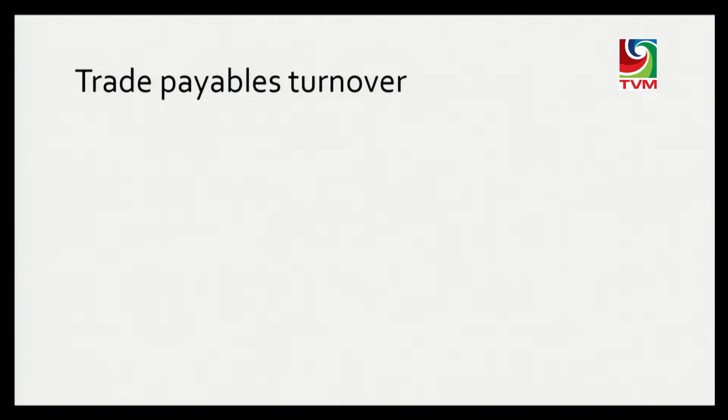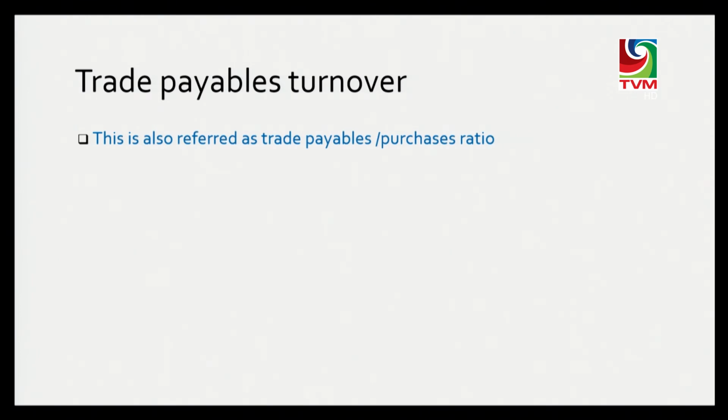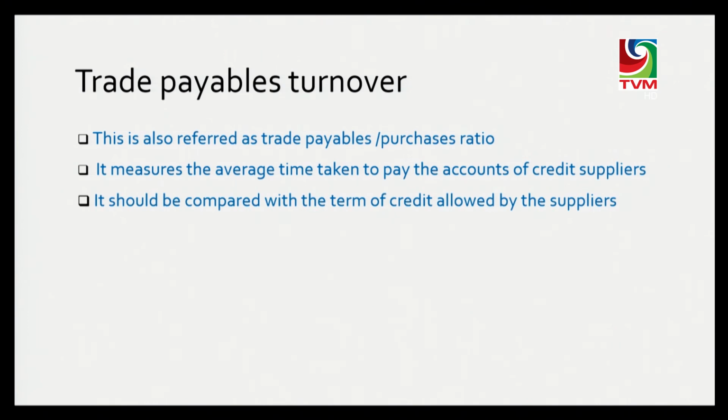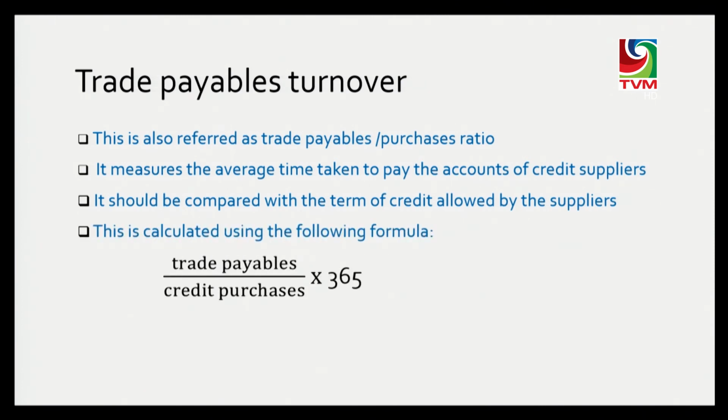Okay, last one under liquidity ratio is trade payable turnover. This is also referred to as the trade payable or purchase ratio. It measures the average time taken to pay the accounts of credit suppliers. It should be compared with the term of credit allowed by the suppliers. And the formula to calculate this ratio is trade payables divided by credit purchases times 365.